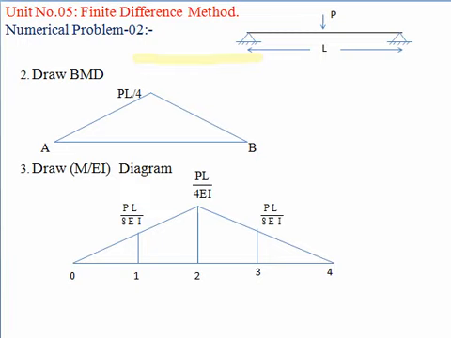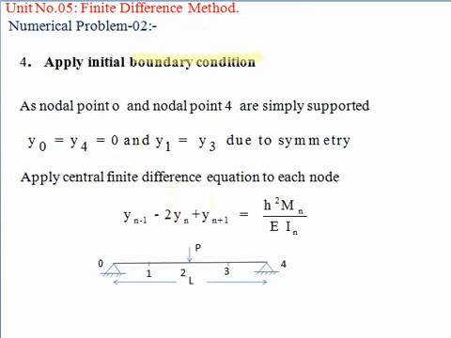And second thing, whatever the deflection will be there at node 1, same will be the deflection of node 3. Yes or no? Okay, so here our second boundary condition is deflection at node 1 will be equal to deflection at node 3 due to the symmetry. Okay, now applying the central difference equation at each node. At each node you have to apply. So which node? 1, 2 and 3 only.